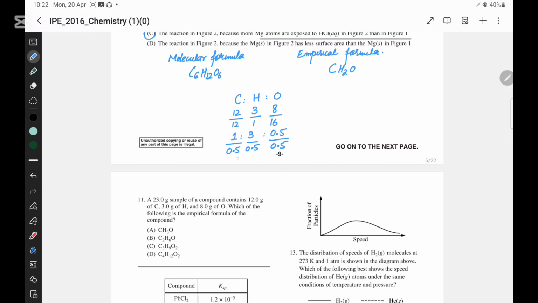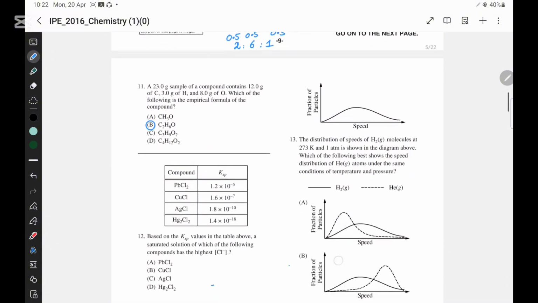So the answer comes out to be 2:6:1. So the answer is going to be B. So first we have divided with the molar mass. Second, we are going to divide with the least number of moles. Then we have got the ratio 2:6:1.